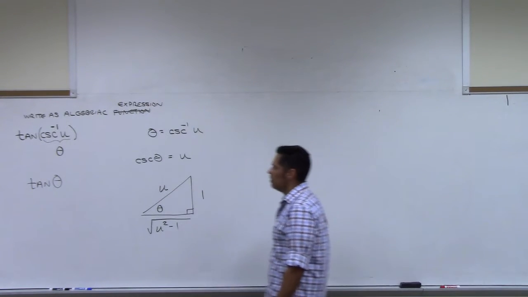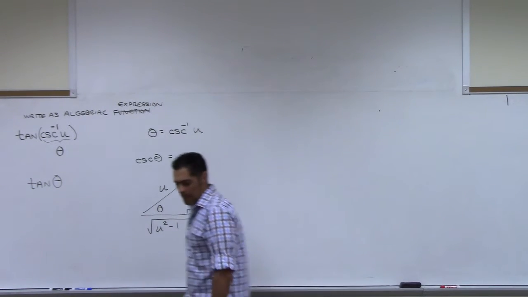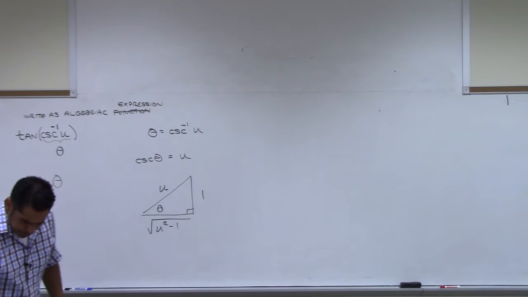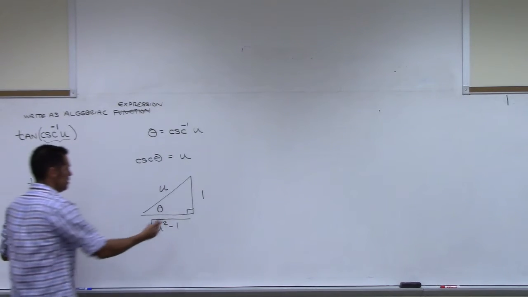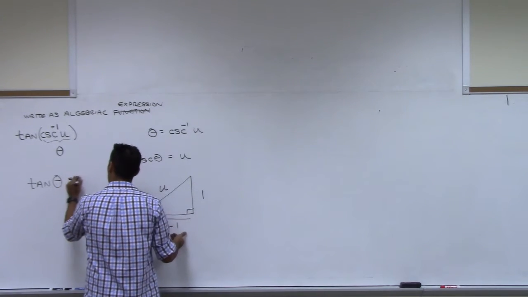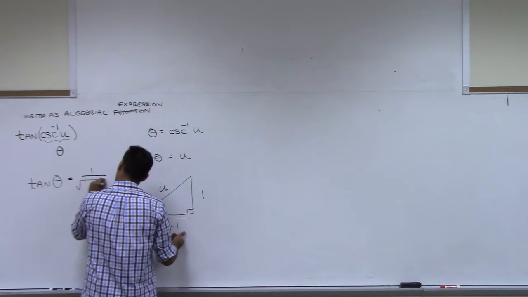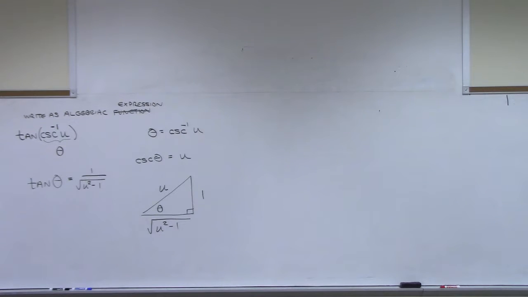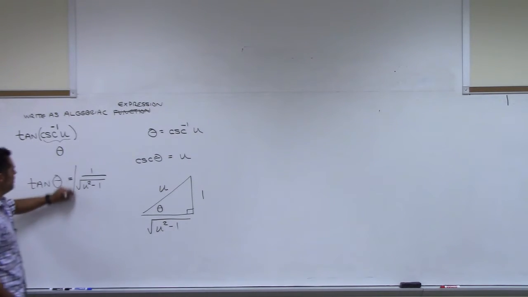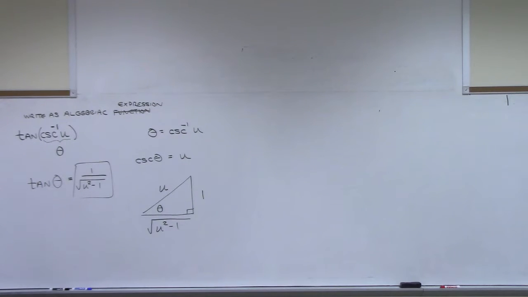Sorry. Now what? Set it up to tangent. Yeah, tangent is just this over this. So 1 over root u squared minus 1. It's okay to leave it that way, right? Or do we rationalize it? Yes. No, leave it. Absolutely, leave it like that.